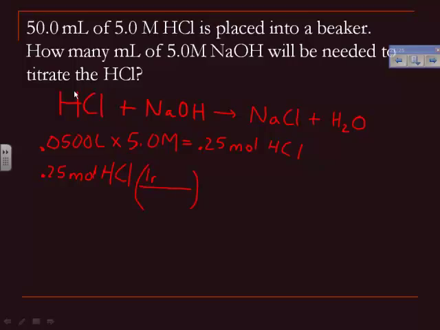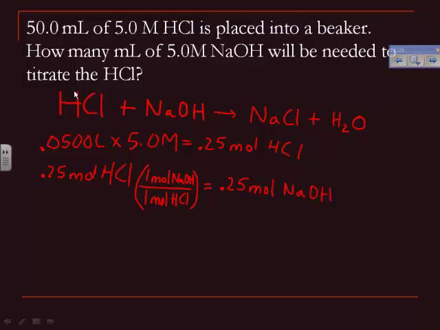So there's 1 mole NaOH for every 1 mole HCl, which means we'll get 0.25 moles of NaOH in this reaction.